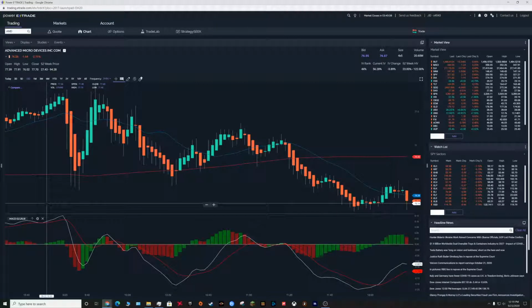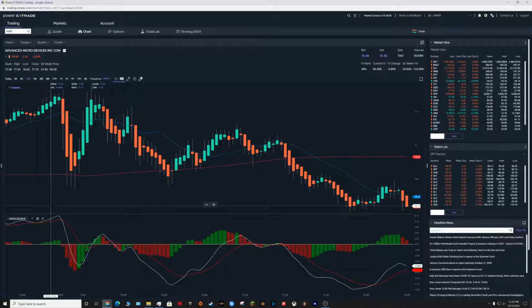I'll be briefly going over how I utilize the 20 period moving average, the 200 period moving average, the MACD, and the stock's price action to find great trading opportunities on a daily basis.